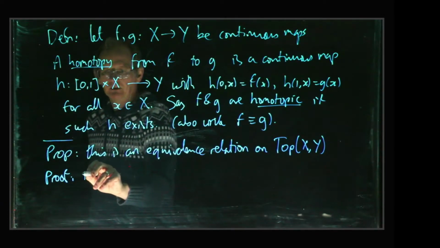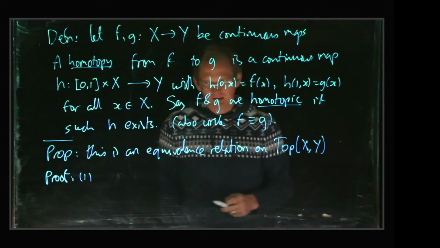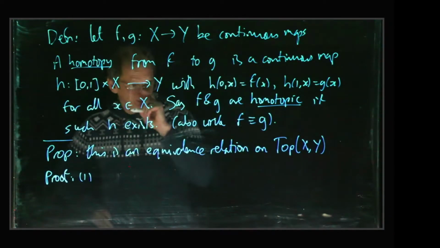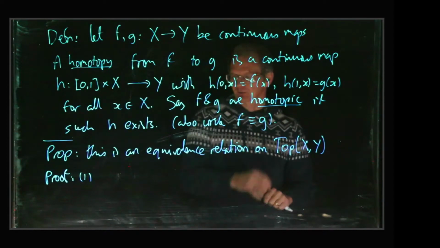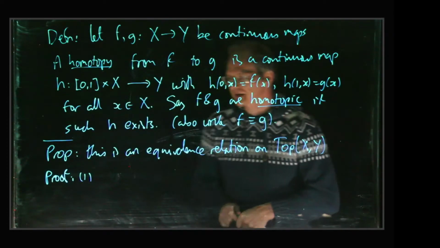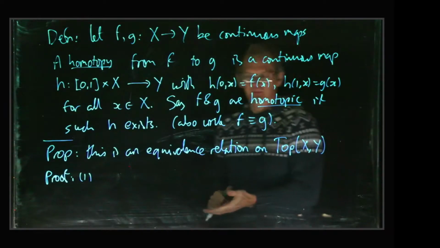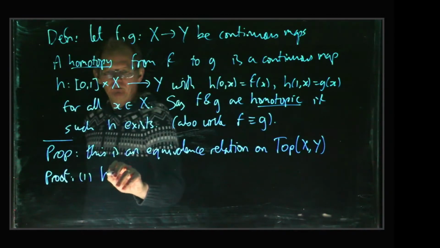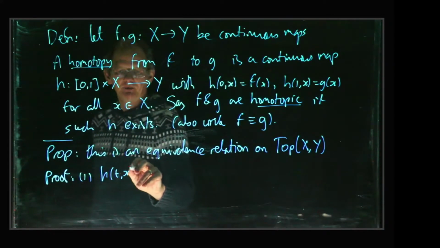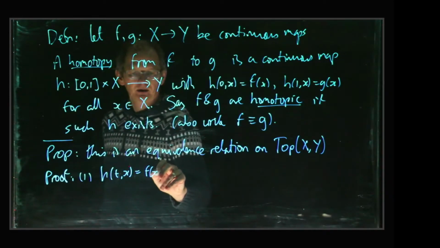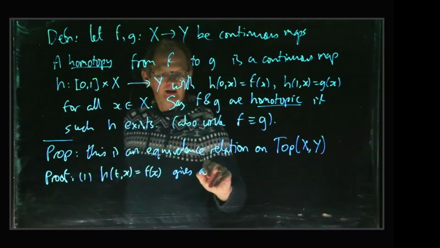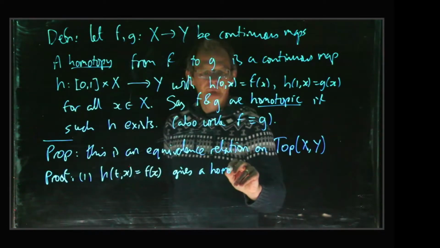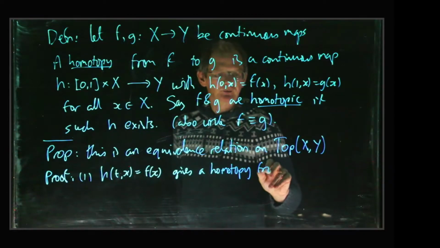So firstly, we need to show it's an equivalence relation. We have to show it's reflexive, symmetric, and transitive. In other words, that any function f is homotopic to itself, that if f is homotopic to g, then g is homotopic to f, and also that if e is homotopic to f, which is homotopic to g, then e is homotopic to g. So for the first of these, if we just define H(t, x) equals f(x), so we can just define a function like this, ignoring the t. So this gives us a homotopy, called the constant homotopy, from f to itself.